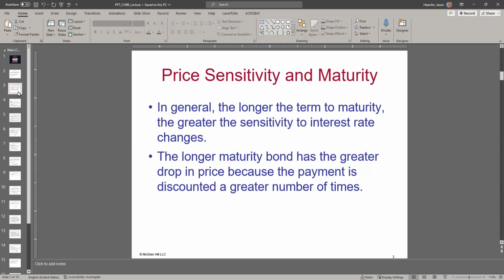So let's talk a little bit about price sensitivity and maturity when it comes to liabilities such as debt, bonds, to be more specific. In this context, we will see how we can then expand price sensitivity to change sensitivities to other areas. So in general, the longer the term to maturity, the greater the sensitivity to interest rate changes.